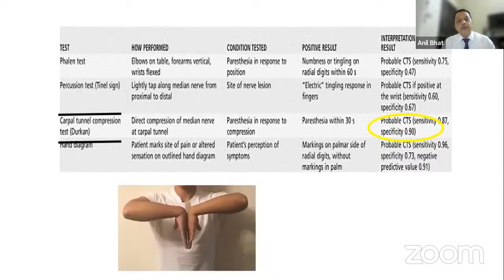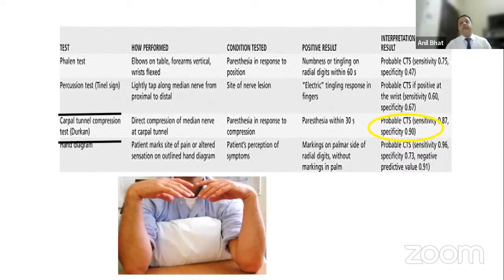But make sure all your provocative tests are done for 60 seconds, and then mark or document at what point of time the patient starts getting the tingling or numbness. A person might get it even at 10 seconds, somebody might get it at 40 seconds. So it shows the severity of the condition itself. So this is again very important.